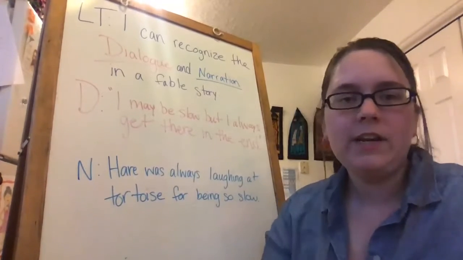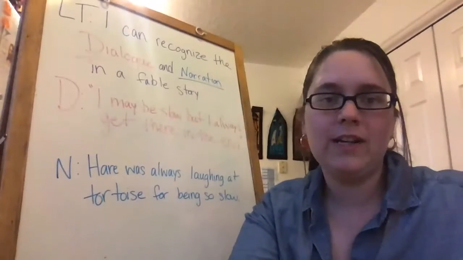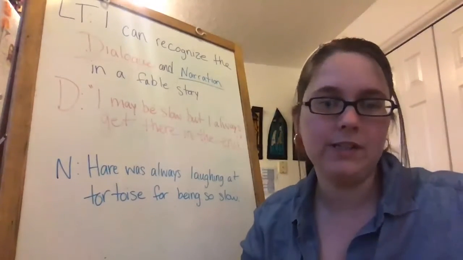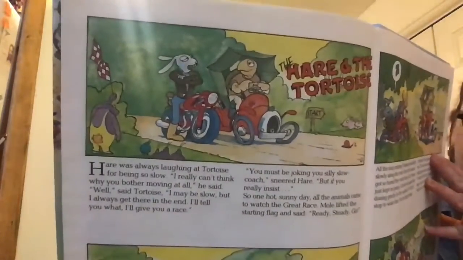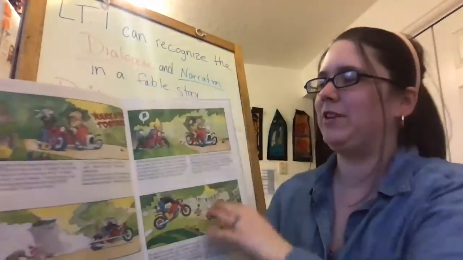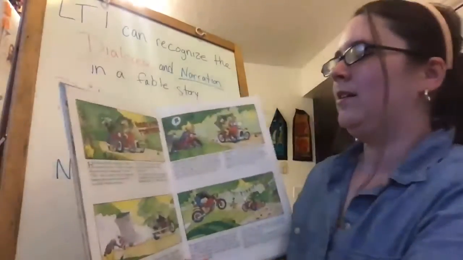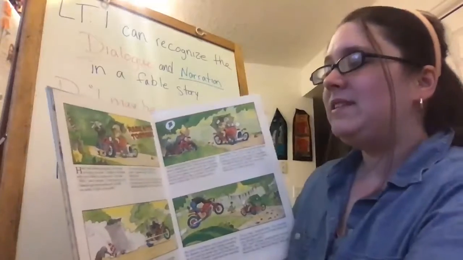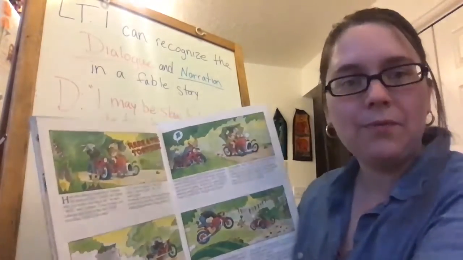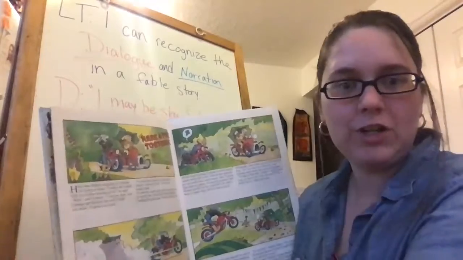So let's dive into this, and we're going to look at dialogue versus narration in the story, The Hare and the Tortoise. Here's our first picture, so you can see it. The illustrator put these guys on motorcycles today. "Hare was always laughing at Tortoise for being so slow." There we go. We have an example of narration.